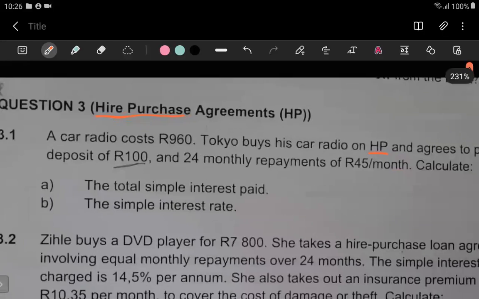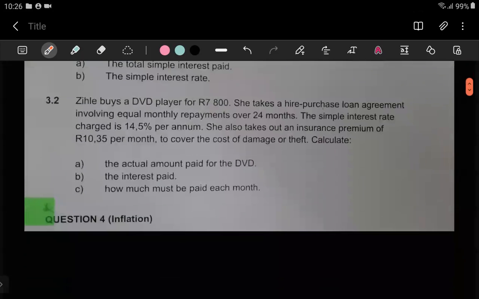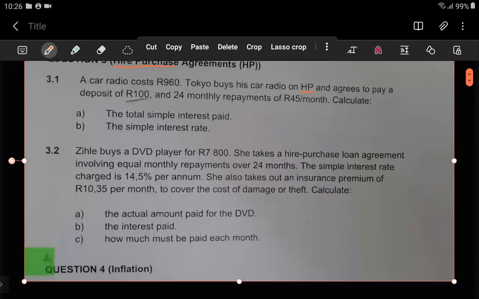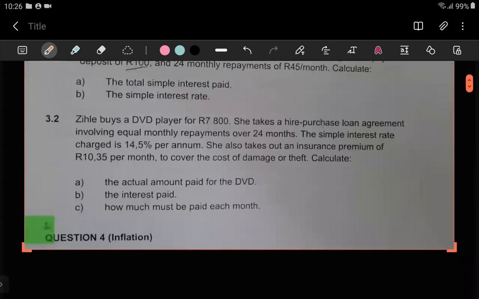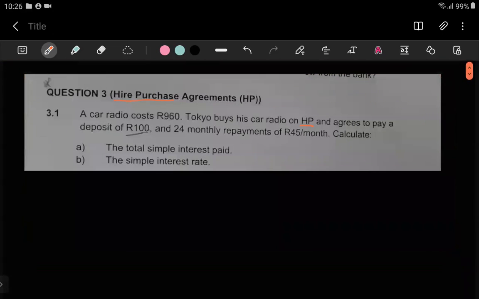And it says he agrees to pay a deposit of 100 rand. So before we even do anything, what we know is that if the radio costs 960, but he pays 100, automatically we know that 960 minus the 100 gives us 860. This is actually what he's going to be paying off over time. So he said here, 24 months repayments of 45 rand a month.